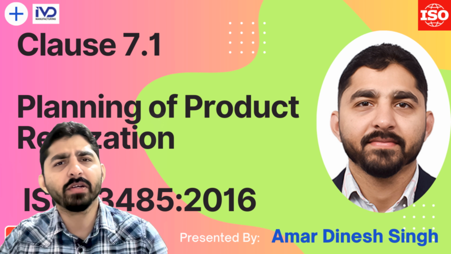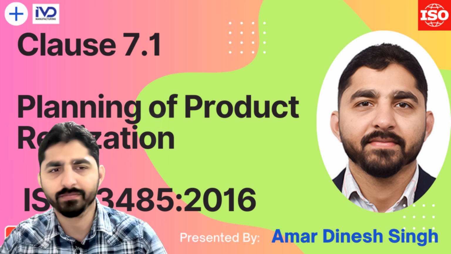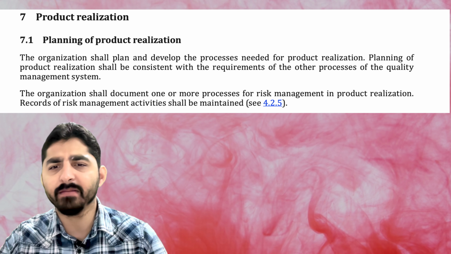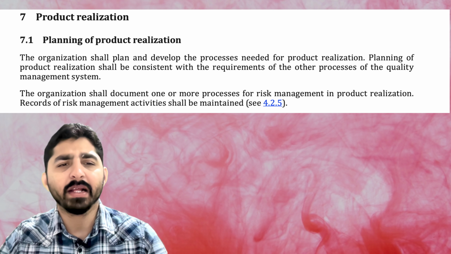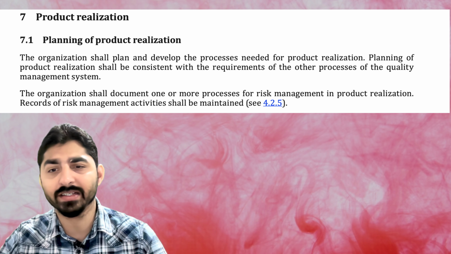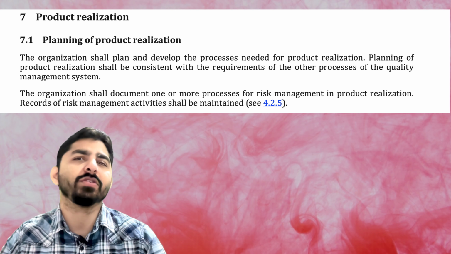So subclause 7.1, which is planning of product realization. The organization shall plan and develop the processes needed for product realization. Planning of product realization shall be consistent with the requirements of the other processes of the quality management system. So friends, what do you mean by this?